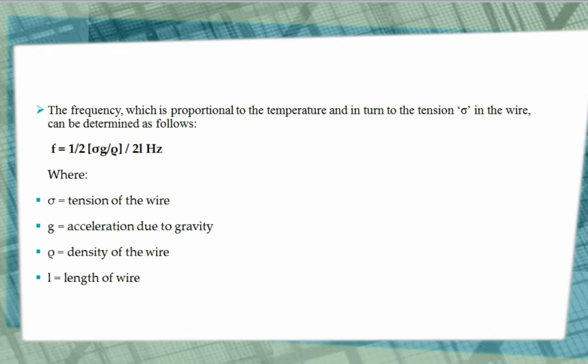So here frequency is equal to 1 over 2L times the square root of sigma g over rho, in hertz. Where sigma is equal to the tension of the wire, g is equal to acceleration due to gravity, rho is equal to the density of the wire, and L is equal to the length of the wire.